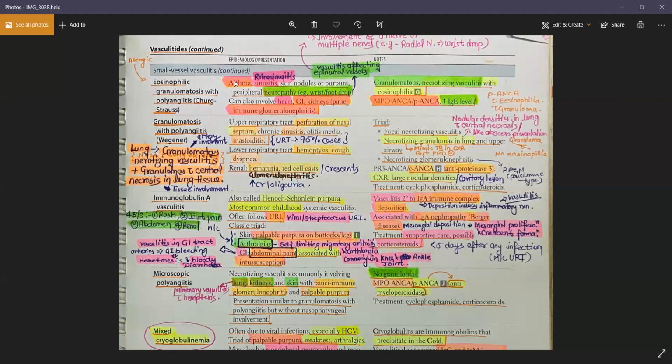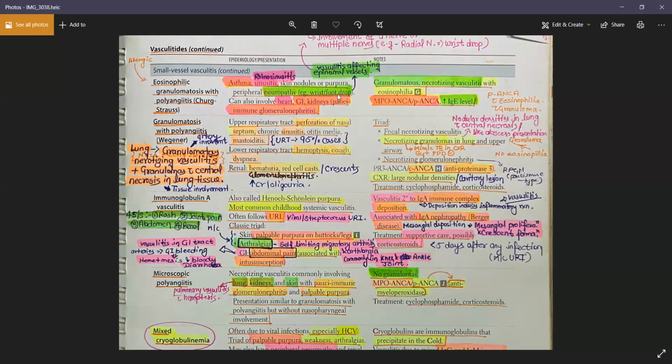First thing would be the asthma. Second thing would be rhinosinusitis. You will have facial pain and nasal discharge. The patient will also have skin nodules because the blood vessels are also supplying the skin. You will get the purpura also, just like any other disease.